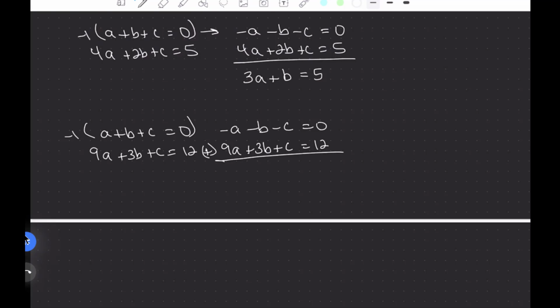If it helps, you can put that little plus in there if it makes you warm and fuzzy. How many A's do we have now? 8. Yep, 8A. How many B's? 2. Yep, a positive 2. How many C's? 1. Good, yep. And how many whole numbers? 12. Right?